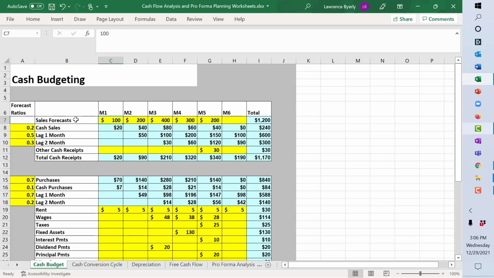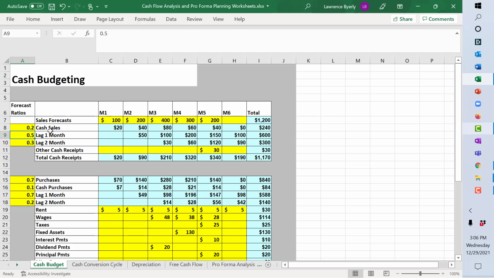So 2 months ago we sold $100 of stuff. Last month we sold 200. This month we expect to sell 400, then 300, then $200. Now, for sales, things typically happen, at least in the business world, in a delayed fashion. So some of our sales will be on cash, but quite frankly, probably not a lot of them, but especially in larger corporations that are selling to other businesses.